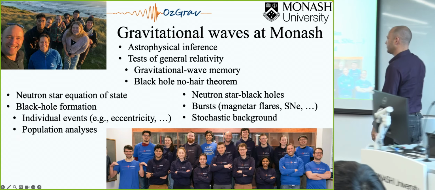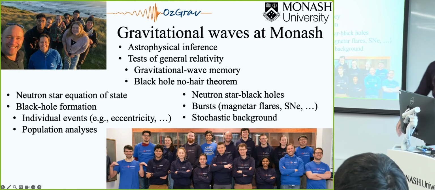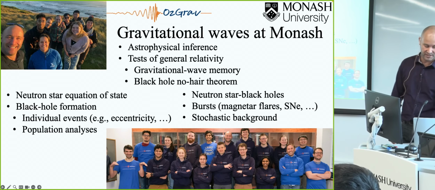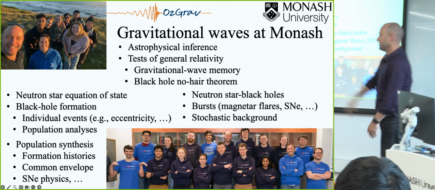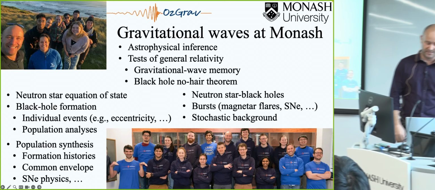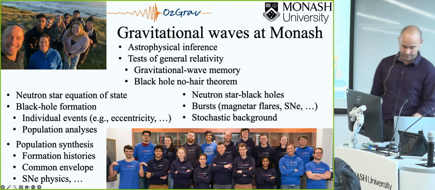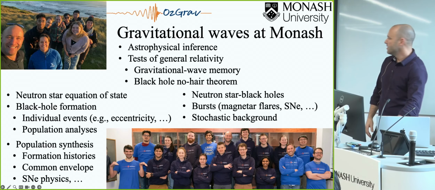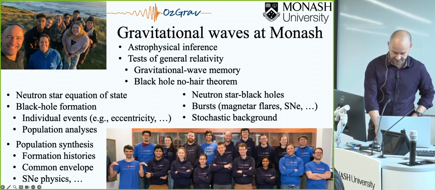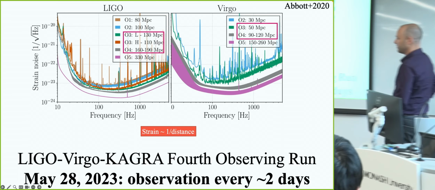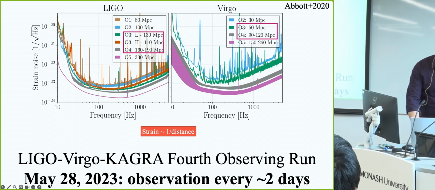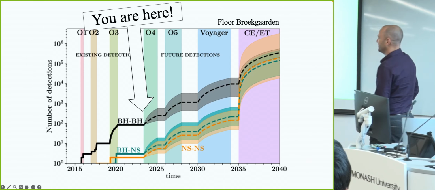Neutron star black holes, bursts, there's all these other types of sources that we expect to hopefully see in the next couple of years as well. And of course I mentioned briefly the population synthesis things, the formation histories, common envelope physics, supernova physics, there's a whole host of things that are being done. So in my last 5 minutes I want to just provide a roadmap of where we're going and where we really want to go. Let me skip past that plot in the interest of time.